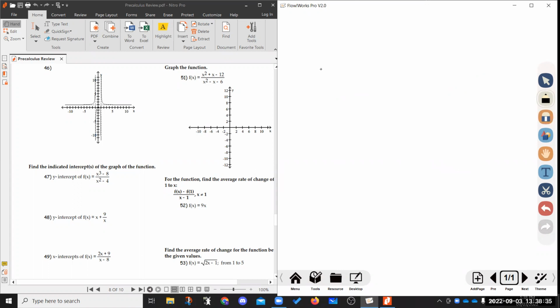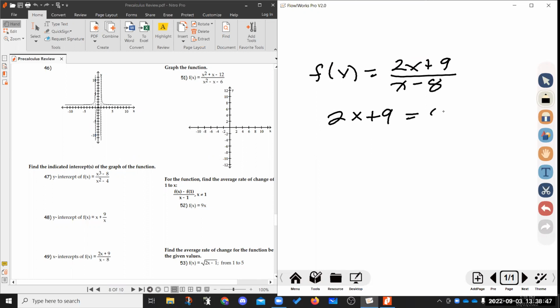49, let's find the x-intercept of f of x is equal to 2x plus 9 over x minus 8. So my x-intercept is going to come from when my numerator is 0. 2x is equal to a -9. X is equal to -9 over 2. The x-intercept is going to be a point like that.